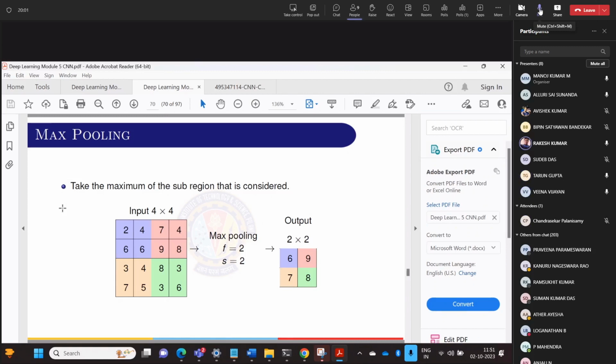There will be layers for the RGB, and then it has to be flattened. And Veena, what is F over here? F is filter. Okay, filter. And S stands for stride. Stride and filter. What is filter? Filter is the size, right? 2 by 2 or something. Correct.